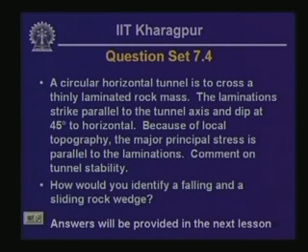The first question is: a circular horizontal tunnel is to cross a thinly laminated rock mass. The laminations strike parallel to the tunnel axis and dip at 45 degrees to horizontal. Because of local topography, the major principal stress is parallel to the laminations. Comment on tunnel stability. Second question: how would you identify a falling and sliding rock wedge? Try to think over these solutions. I am going to give you my solutions when we meet with the next lesson.